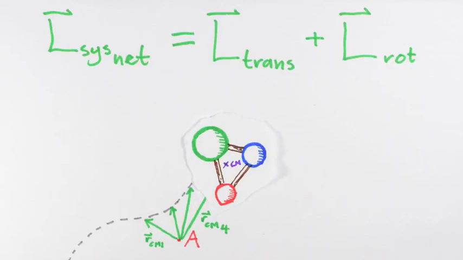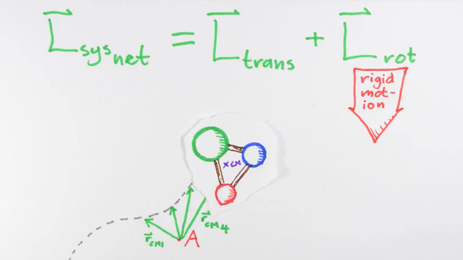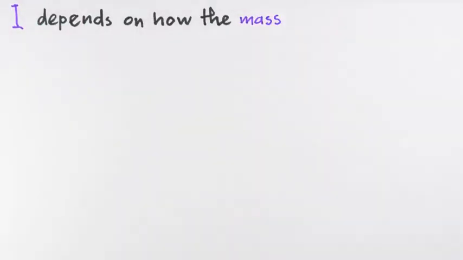We also covered the special case where the system is rigid, meaning the particles don't move relative to each other, and discovered that in such a case we can write the system's rotational angular momentum as the product of its moment of inertia and its angular velocity. Now, the moment of inertia of a rigid body depends on how all the mass in the system is arranged.